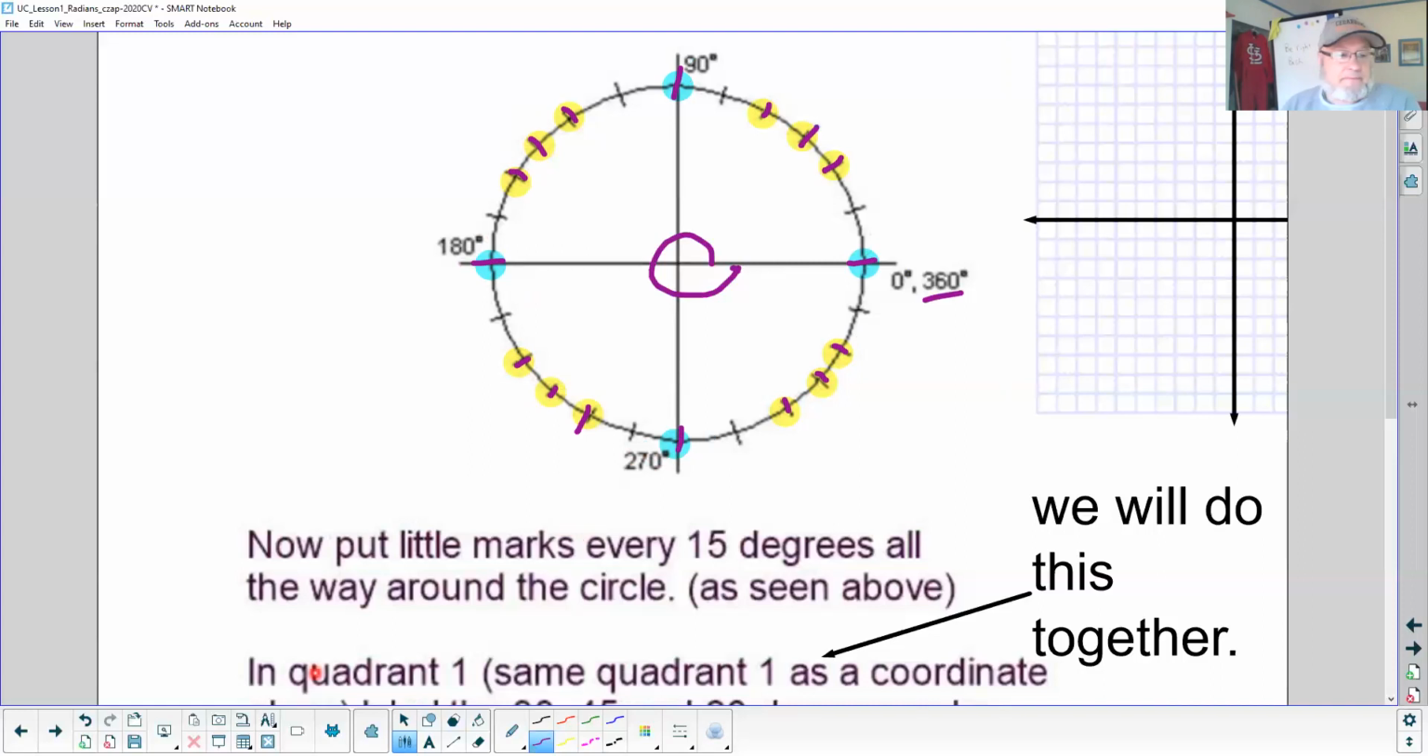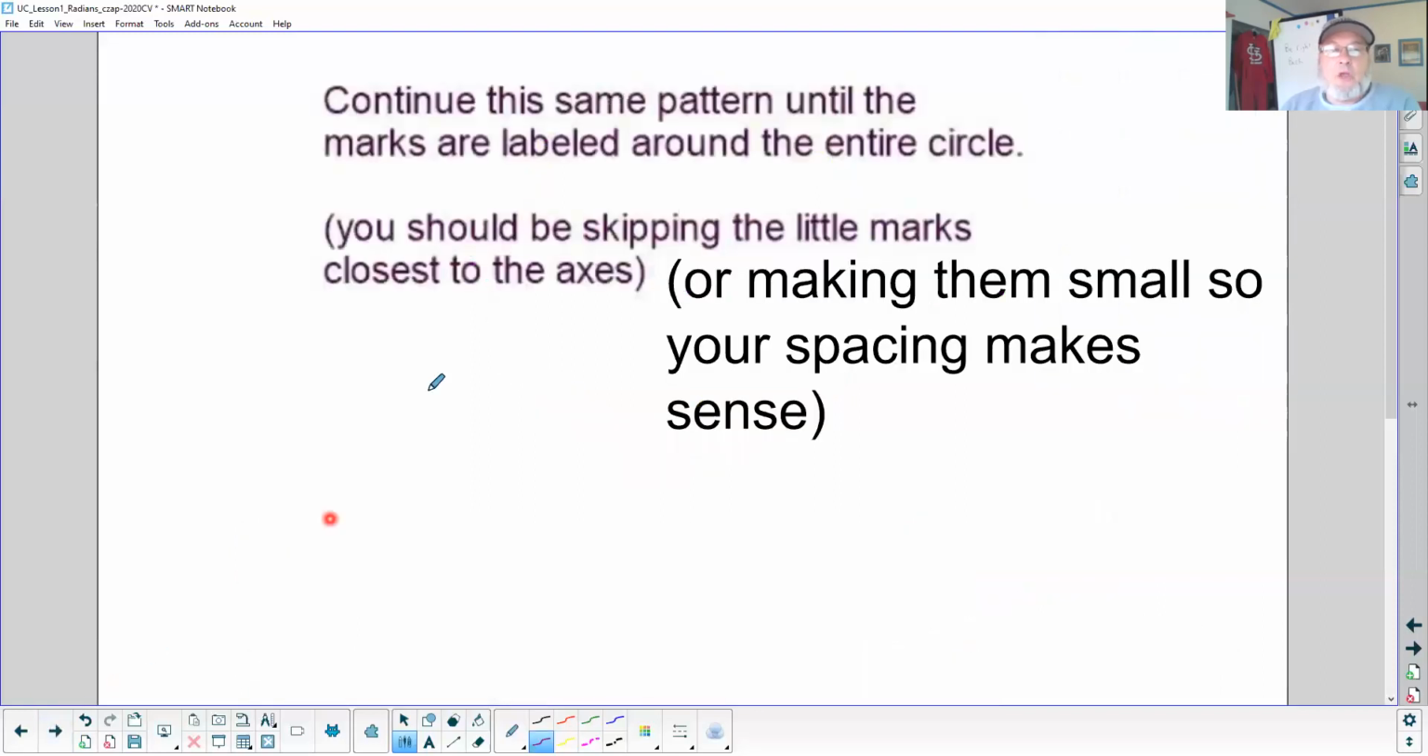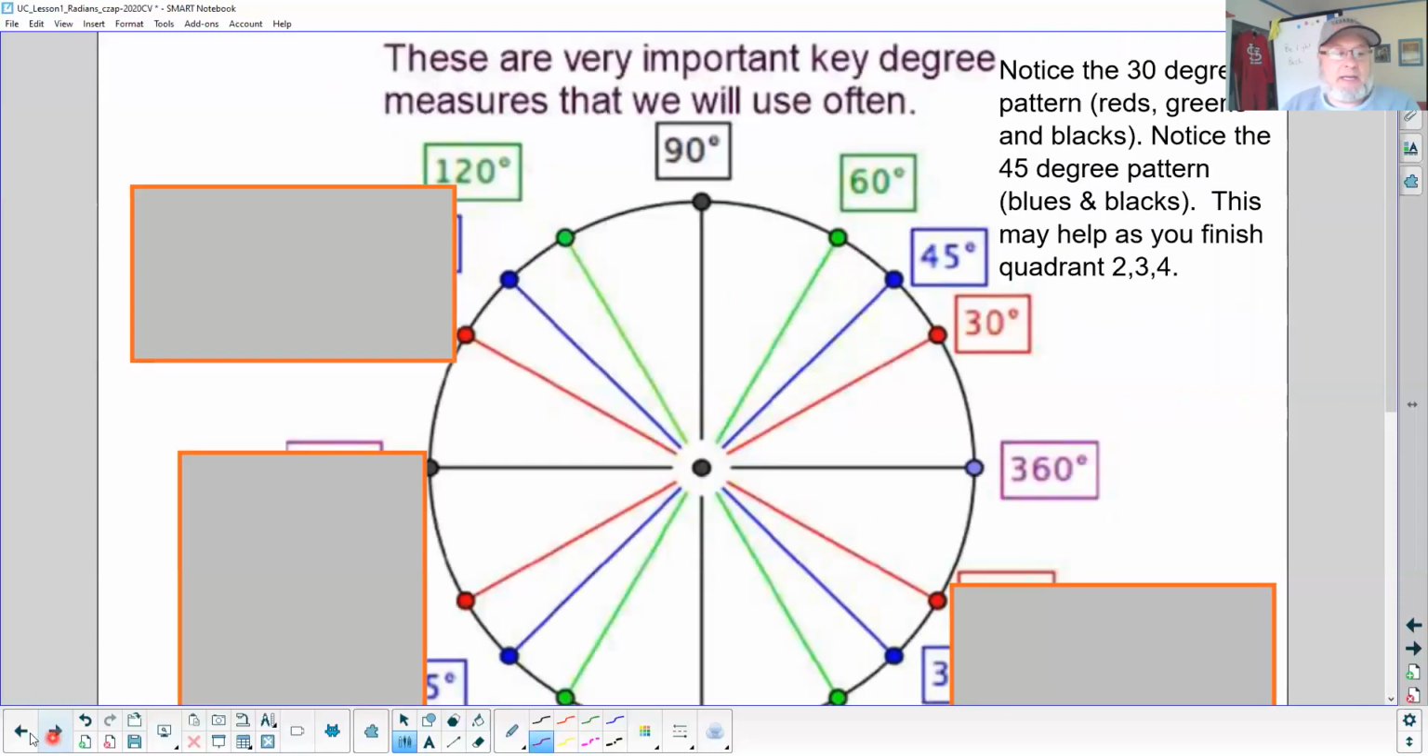All right, so now hopefully you've done that. You paused and did that on your own to make it look nice. We're gonna be skipping these little marks closest to the axis, or you can make them small if you want to. If you made them big, I don't really care, but those aren't really gonna come into play. Next thing we're gonna do is we're gonna need to label this thing.